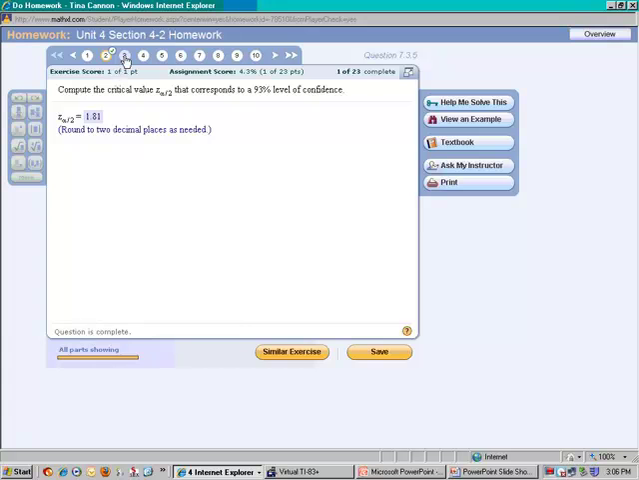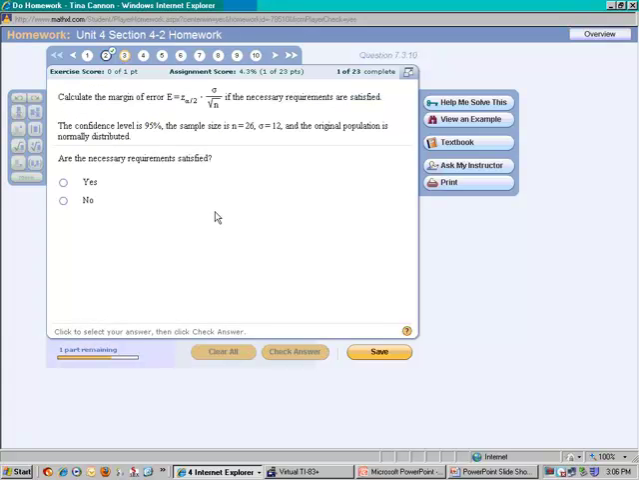Now, the next problem, number 3, I want to look at. Several people are missing this because they're not reading what it says. They're just wanting to know if the necessary requirements are satisfied to be able to use a z. Now notice it says calculate the margin of error if the necessary requirements are satisfied. But first of all, you got to decide if the necessary requirements are satisfied.